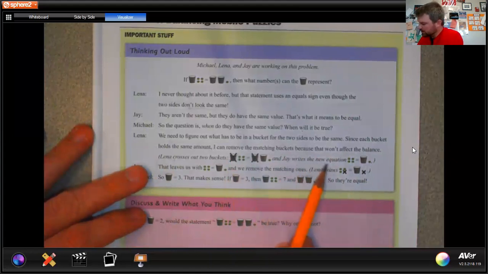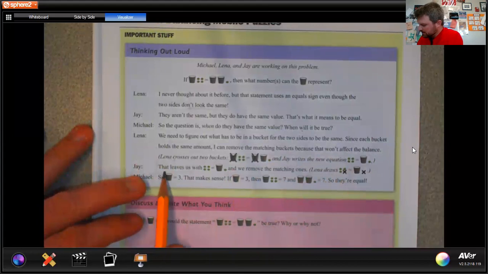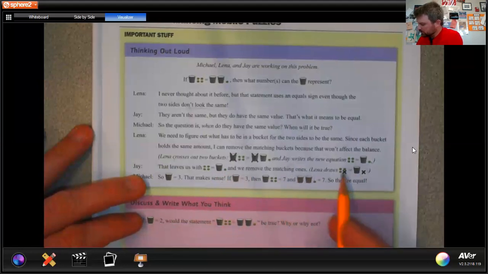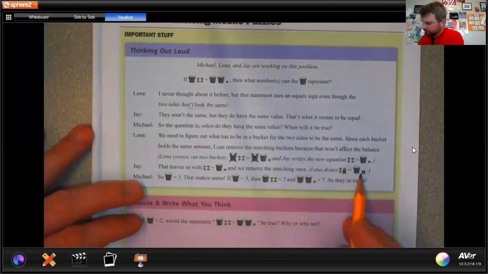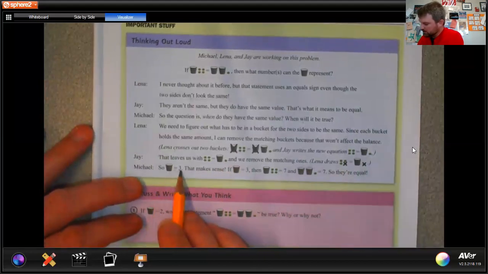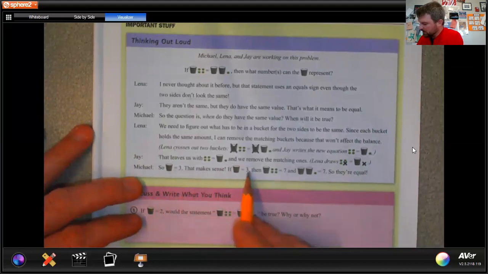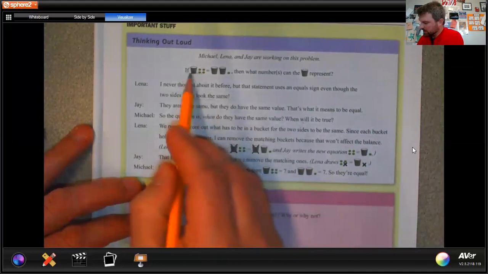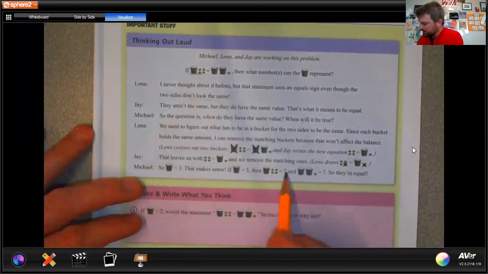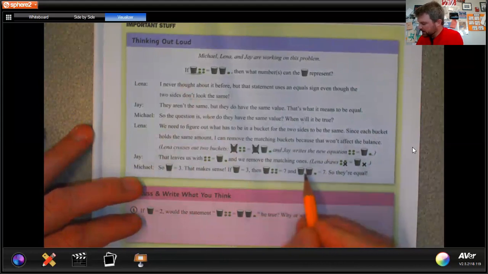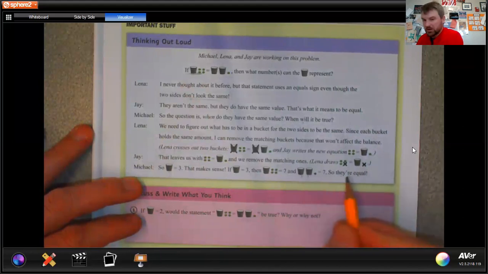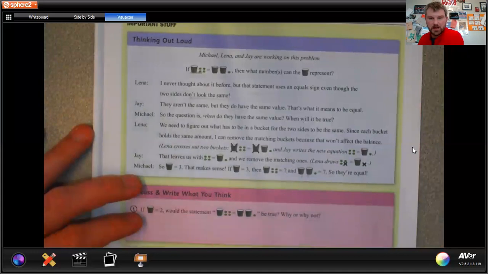And Jay writes a new equation: 4 marbles equals a bucket and 1 marble. Jay says that leaves us with 4 marbles and 1 bucket, 1 marble, and we can remove the matching ones. So they draw an X through the matching marbles. So a bucket equals 3. That makes sense. If a bucket equals 3, then, working this left side here, 1 bucket and 3 marbles is 7, because 3 plus 4 is 7. And 2 buckets and 1 marble equals 7, which is 3, 3, and 1, so 6 and 1. So they are equal, and that will be the only time that they're equal.